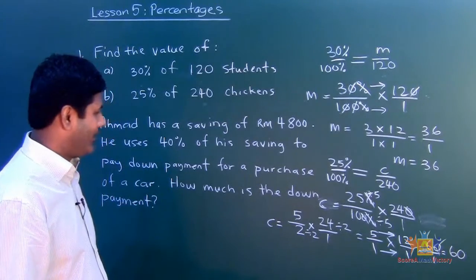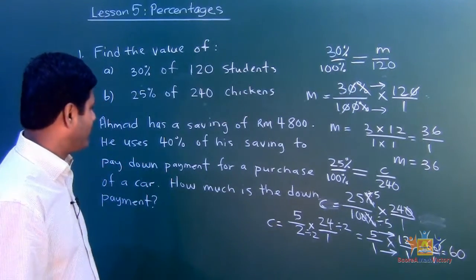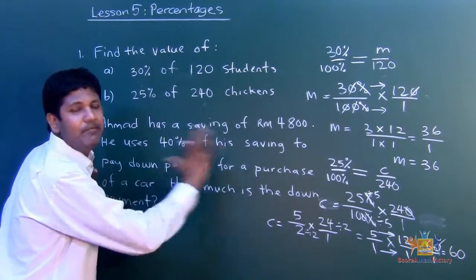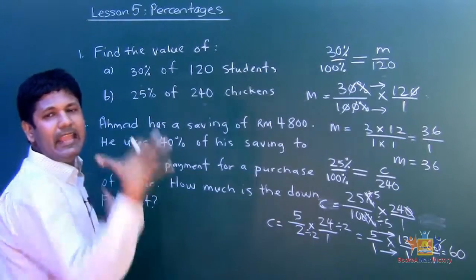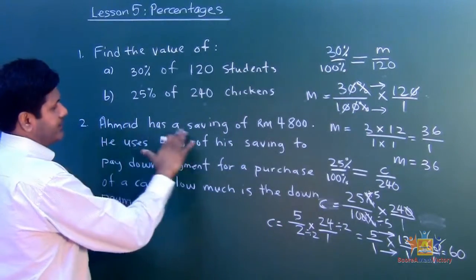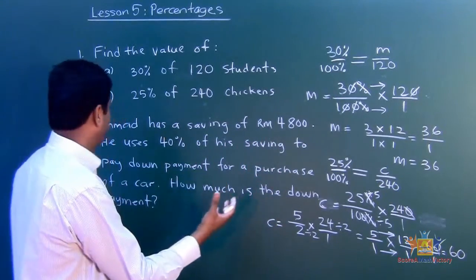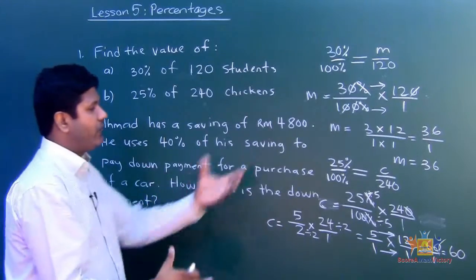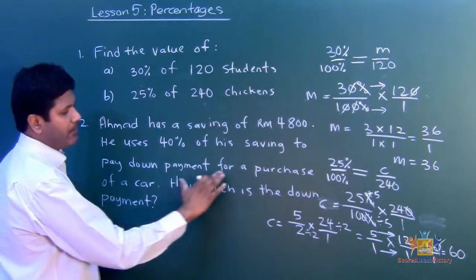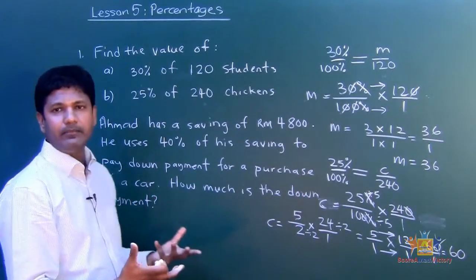Okay, good. Alright, we got this to solve. Now the second problem. This one is kind of elaborated in the form of a day-to-day application. Ahmad has a saving of 4,800 ringgits. He uses 40% of his saving to pay the down payment for a purchase of a car. How much is the down payment?